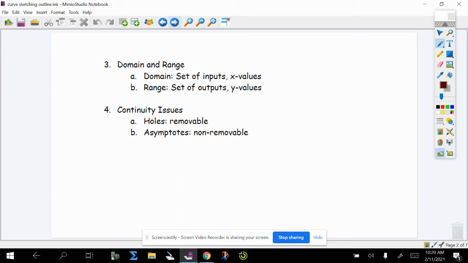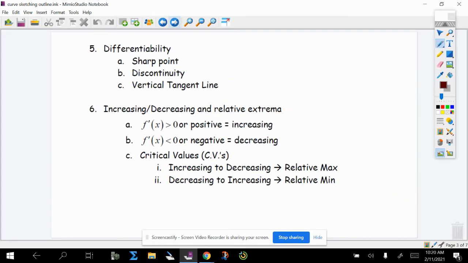Continuity issues is one of the first things that really is more of a calculus topic, even though it's discussed usually in prior classes. We have continuity issues when we have holes in a graph. We call those removable discontinuities. And we have continuity issues with asymptotes in a graph. We call those non-removable discontinuities.